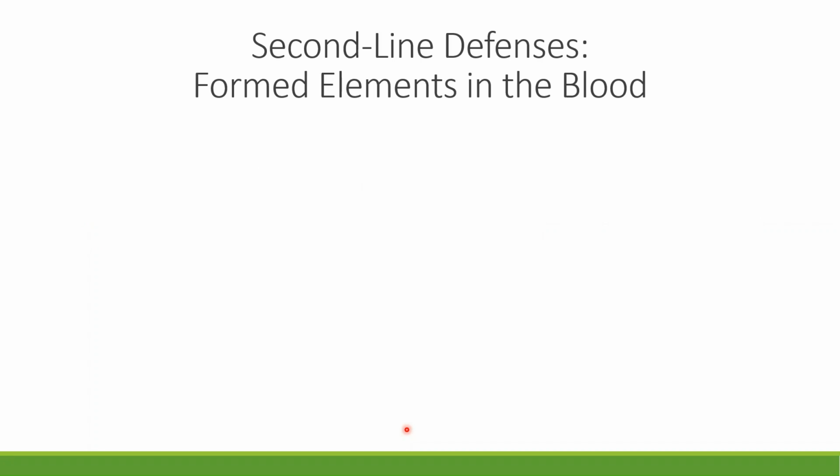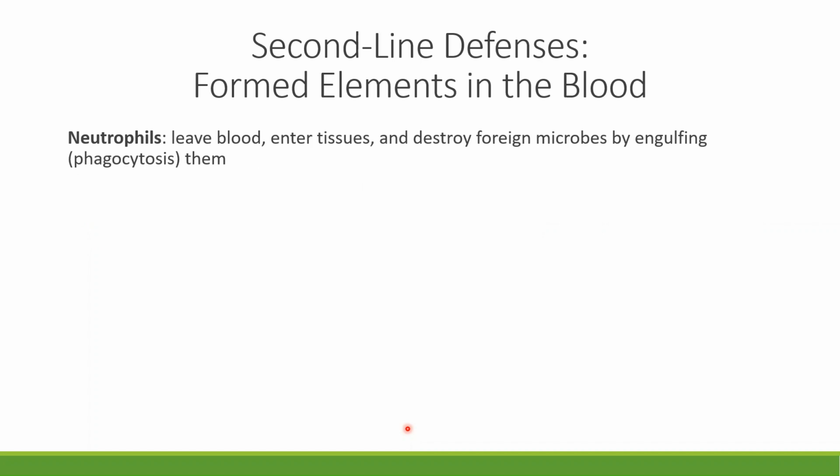All right, so let's go through those formed elements that are important to this class here. We have the neutrophils, and they leave the blood. They can enter tissues and destroy foreign microbes by engulfing them. This process of engulfing other cells is called phagocytosis. We've discussed a little bit about this when we went over the theory of endosymbiosis and how the idea was that there was a cell that phagocytized a bacterium, and that led eventually to the development of mitochondria or chloroplasts or a lot of other endosymbiotes that we find in nature today.